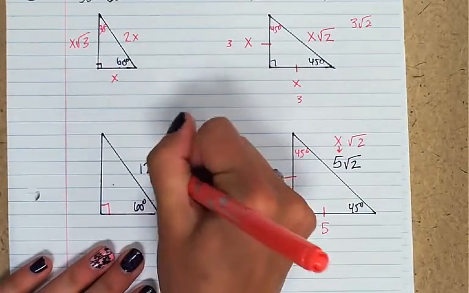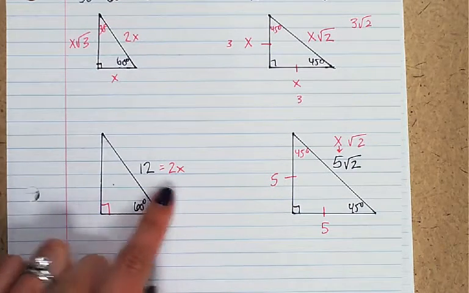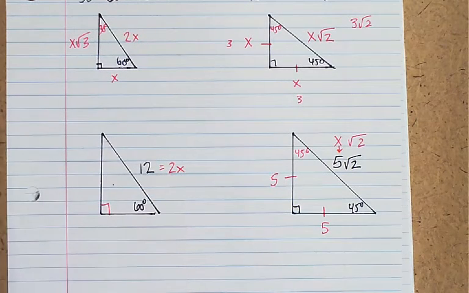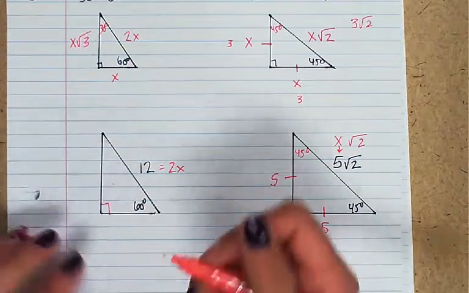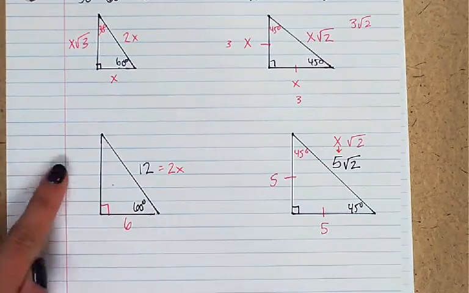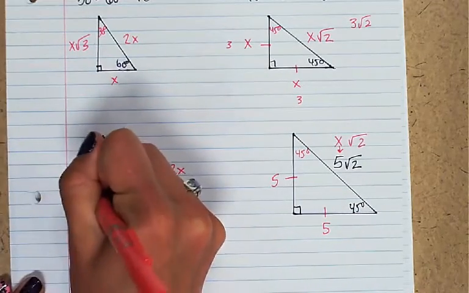The 12 is sitting in the 2x spot. So if I know that I had to double x to get 12, x on its own would just be 6. So opposite the 30 degrees is just the x on its own, 6. Opposite 60 degrees, you just tack on a root 3. So this would be 6 root 3.